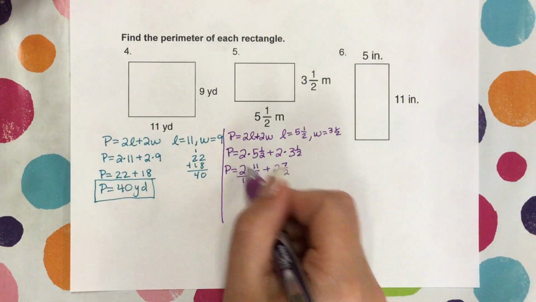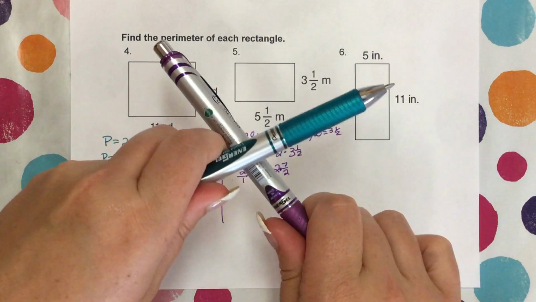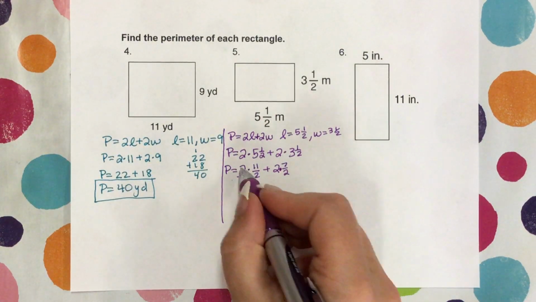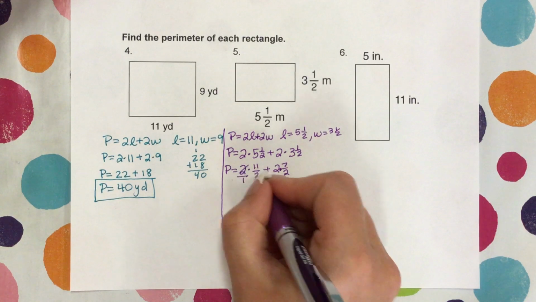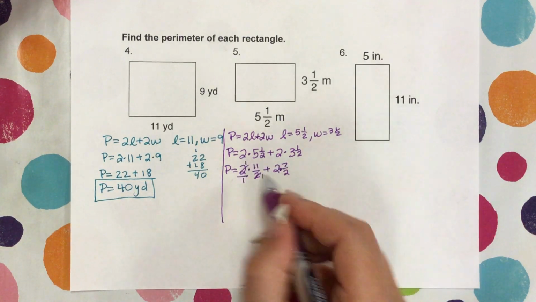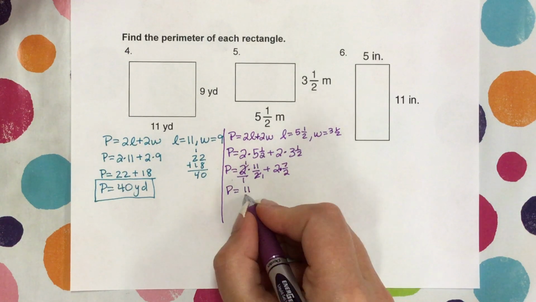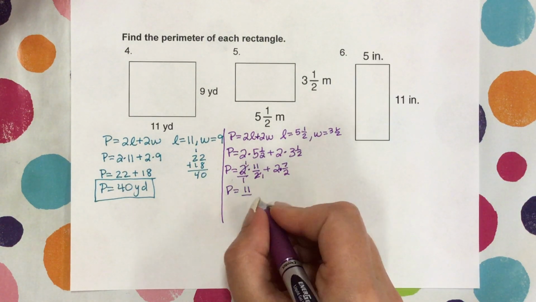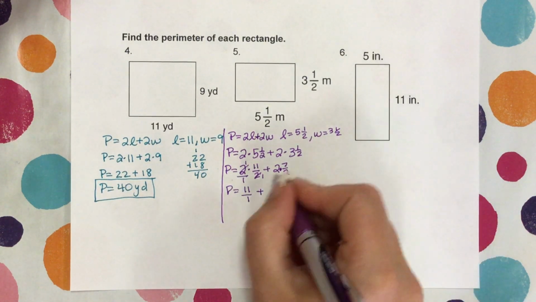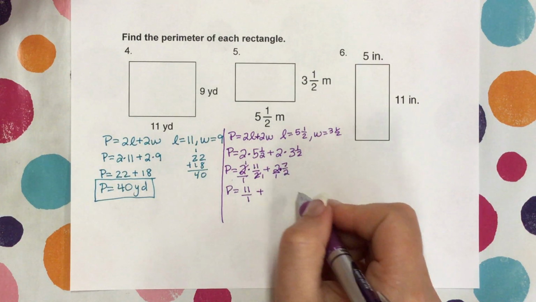Whenever you multiply fractions, first you look to cross cancel. So I see that there's a common factor of 2. 2 goes into 2 one time, 2 goes into 2 one time. This ends up being 1 times 11, which is 11, over 1 times 1, which is 1, plus, over here, this is 2 over 1 times 7 over 2.